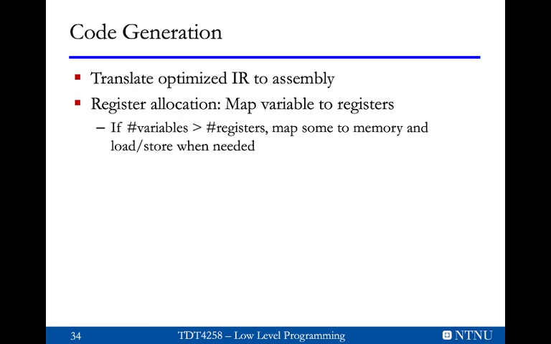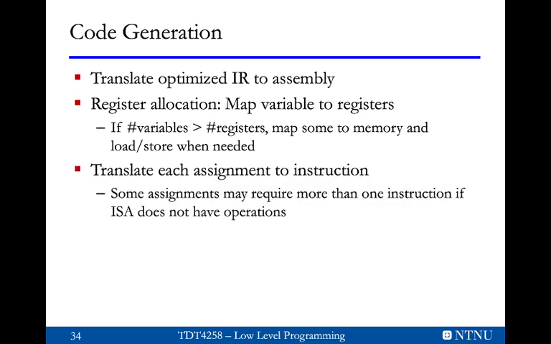So what we have to do there is to map all these virtual registers we've been using in the intermediate representation, for example, when we did single static assignment. And so we need to assign all the variables to registers. Of course, in the common case, we have more variables than registers available. So if this is the case, we have to map variables to memory and load and store variables from and to memory as required.